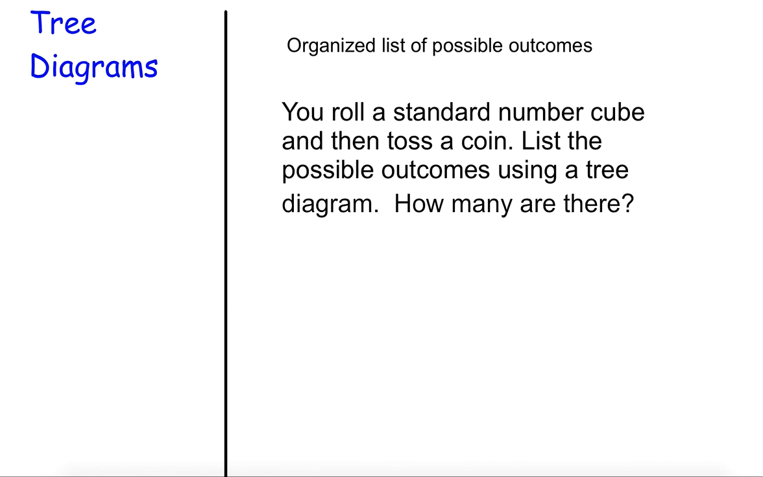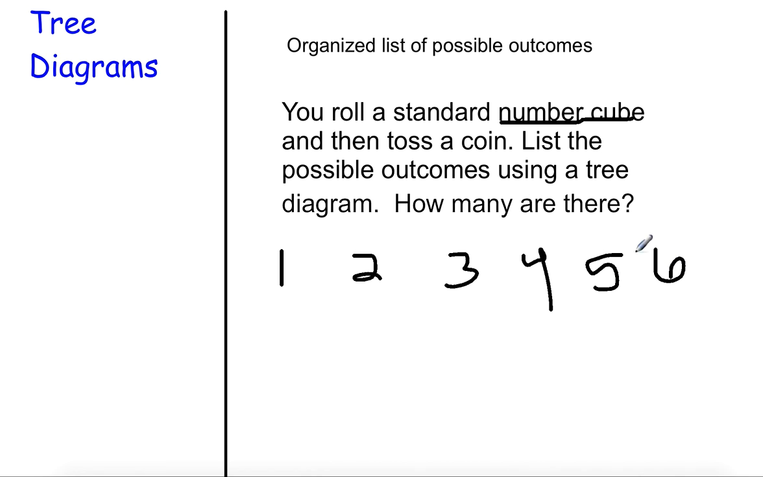So the first thing I'm doing here is I am rolling a number cube. So I have to think of all the outcomes on a number cube. That would be 1, 2, 3, 4, 5, and 6. And then I have to think of, okay, how many outcomes do I have when I toss a coin? I have 2, a head and a tail. So we say there are 2 outcomes. Now what are those 2 outcomes? A head and a tail.